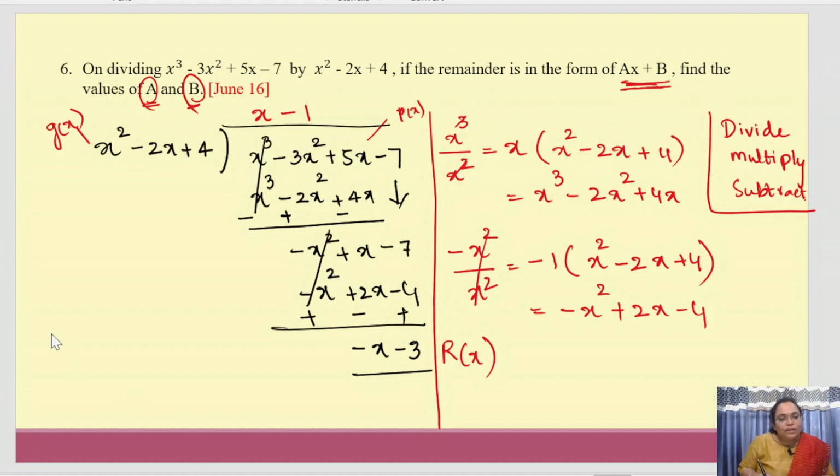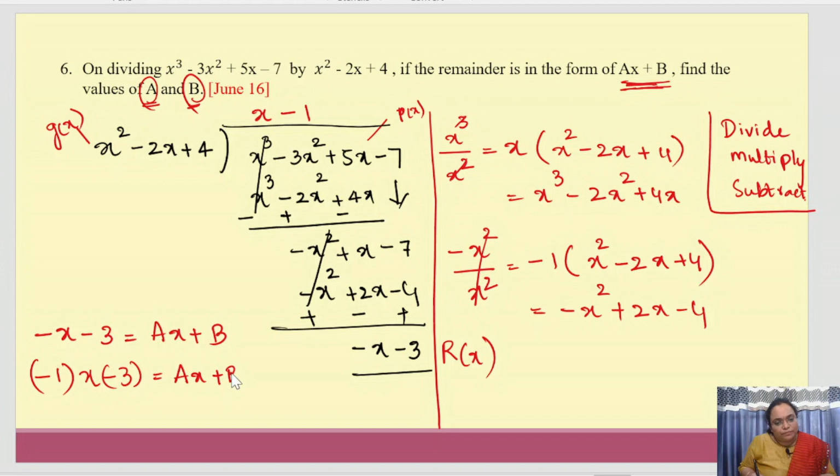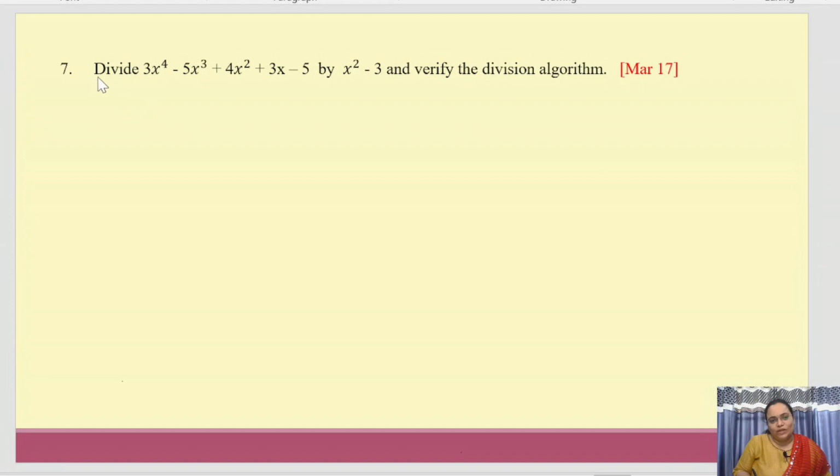So let us equate minus x minus 3 is equal to ax plus b. If we compare these both, this can be written as minus 1 into x minus 3 is equal to ax plus b. So if we compare these both, you will get a is equal to minus 1 and b is equal to minus 3. So the values of a and b are minus 1 and minus 3. Let us see the next question.